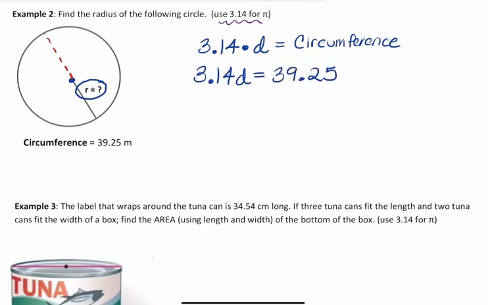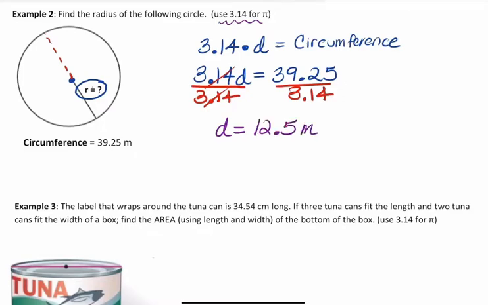Then we're going to solve this just like we did the last one. We're going to divide both sides by pi. Again, I encourage you to use your calculators for this. It doesn't hurt to do that. When you do the calculation, 39.25 divided by 3.14, you should have ended up with 12.5 meters.